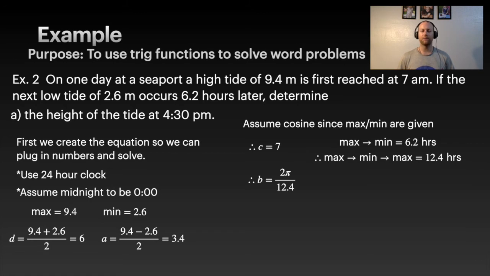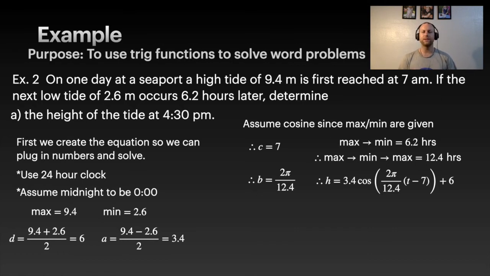I can make my nice and fabulous equation. It looks like this. So H, being our height of the tide, is equal to 3.4 cos (2 pi over 12.4 times (t minus 7)) plus 6. That was just the beginning. We haven't even solved the question yet. So now we can look at the question.